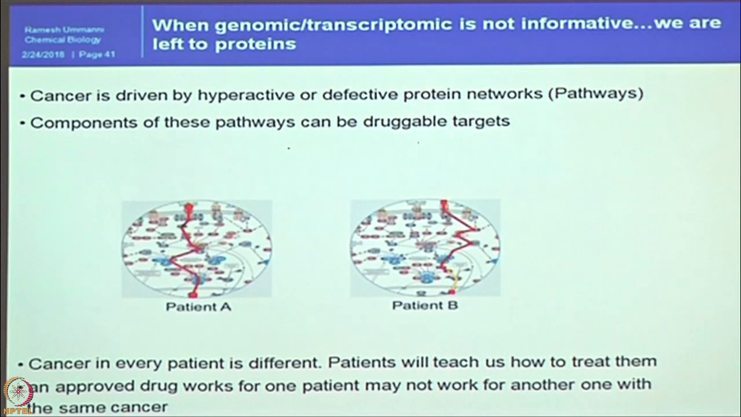When genomic and transcriptome data are not informative, we are only left with proteins. When doctors do not have any genomic or molecular diagnostic information, by analyzing the proteins they can take a decision on what kind of drugs can be given to the patient. Cancer in every patient is different. Definitely patients will teach the doctors what kind of treatment they should receive.